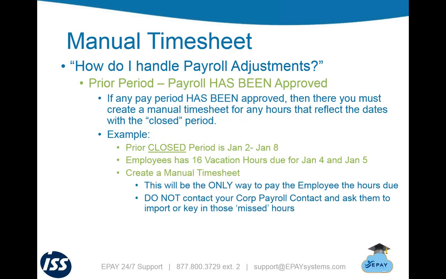And as far as a prior period goes, if a payroll has already been approved, this means that if any pay period has already been approved, then you must create a manual timesheet for those hours that reflect the dates for that closed period. So in that same example, you have a closed period this time from January 2nd to the 8th. The manual timesheet will need to be used to enter those 16 hours of vacation time that were missed.